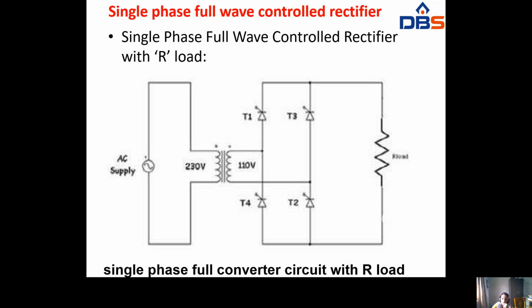Okay. Next, single phase full wave control rectifier. Full wave means all four thyristors T1, T2, T3, T4 will be there, connected to the AC supply, and we are looking at a resistance load. This is the circuit diagram for the single phase full wave control rectifier with R load.